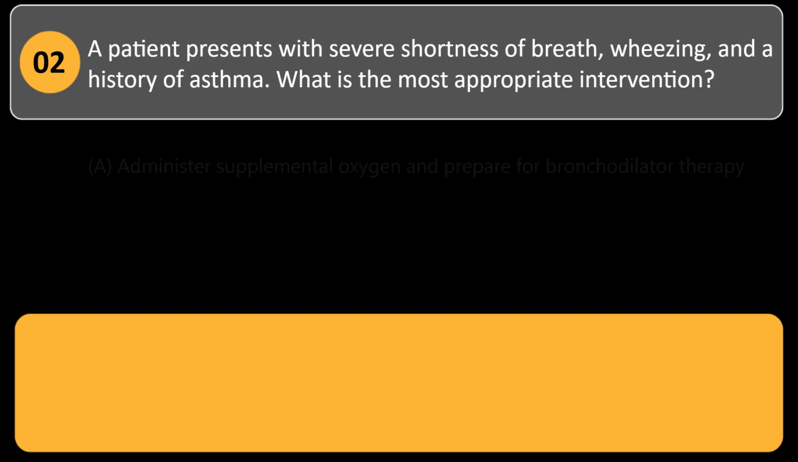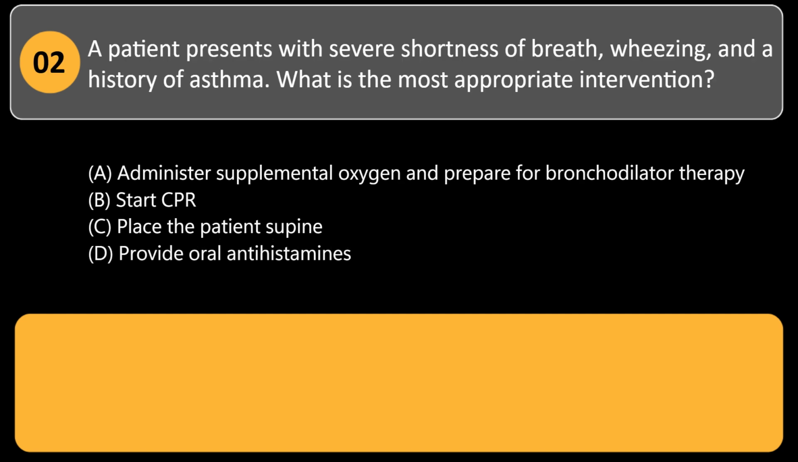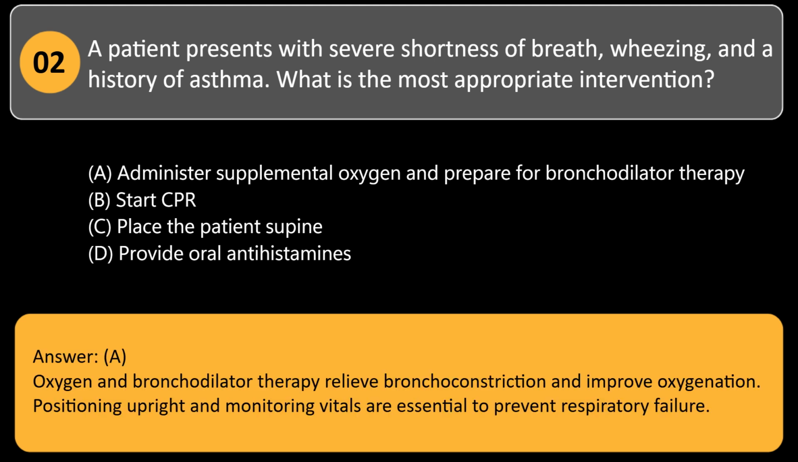A patient presents with severe shortness of breath, wheezing, and a history of asthma. What is the most appropriate intervention? A. Administer supplemental oxygen and prepare for bronchodilator therapy. B. Start CPR. C. Place the patient supine. D. Provide oral antihistamines. Answer, A.